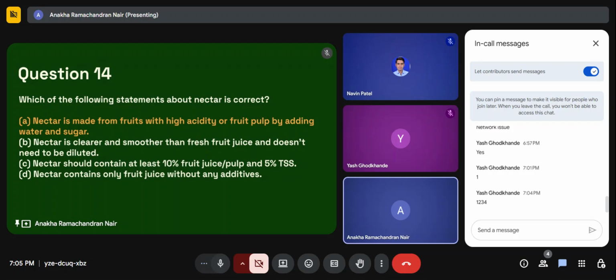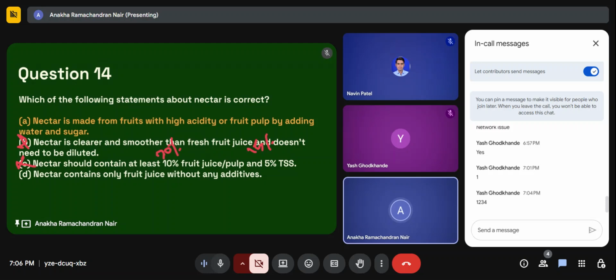Okay, so this is incorrect. It should contain at least 20% fruit and at least 15% total soluble solids. Only then is it considered nectar. Since the numbers are incorrect in this, option C is also not correct. And option D obviously is incorrect.